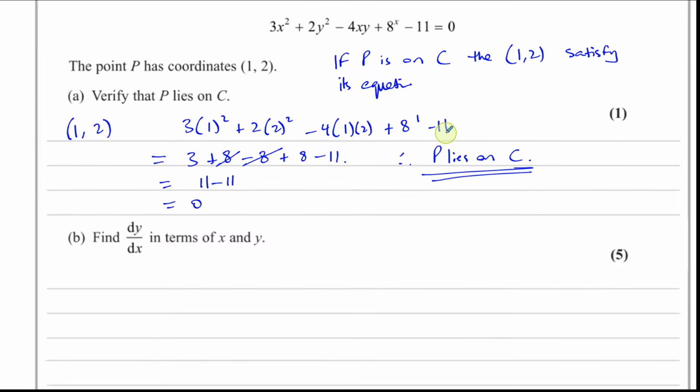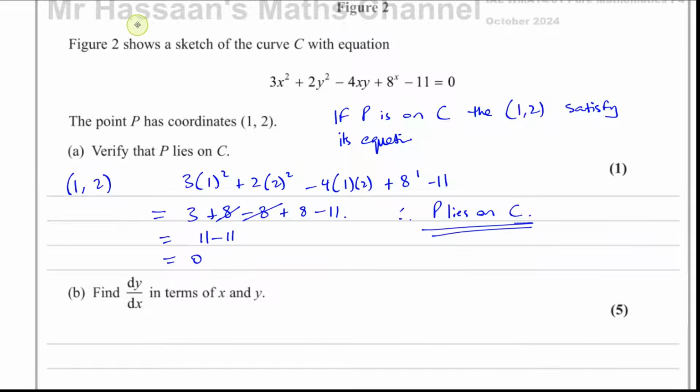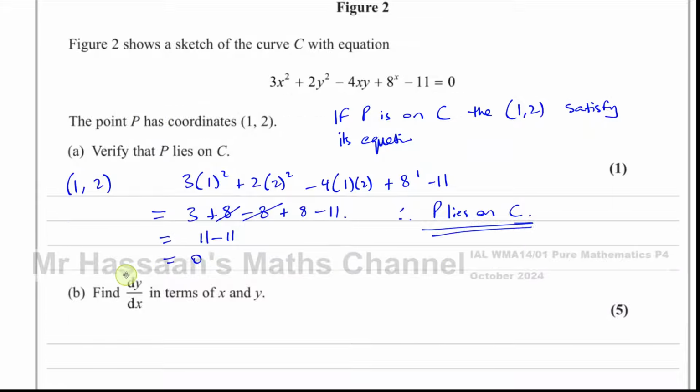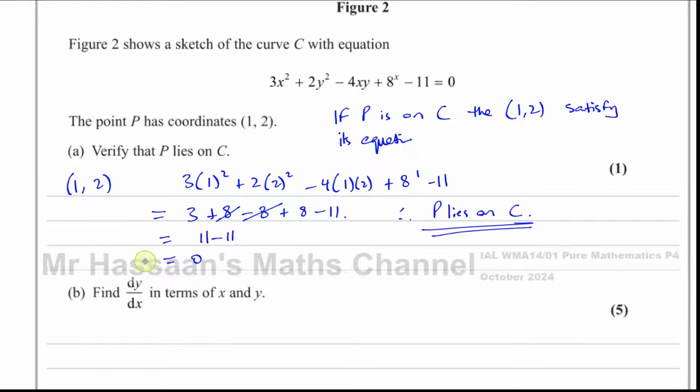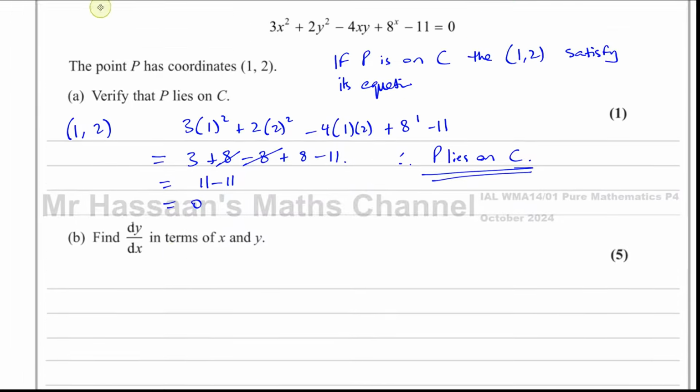All right, part B says find dy/dx in terms of x and y. So now we're going to do that. Let's continue. We have to find dy/dx. Now, this is going to be done by using what's called implicit differentiation.